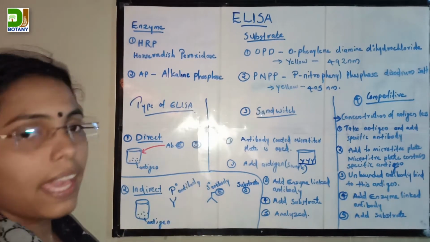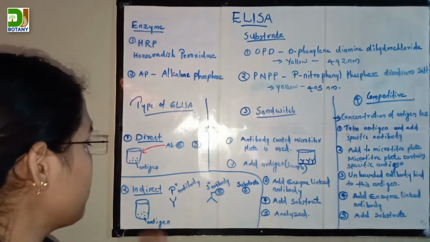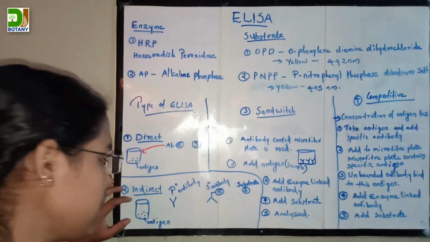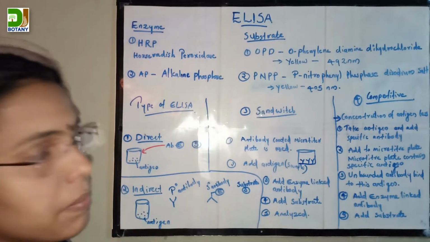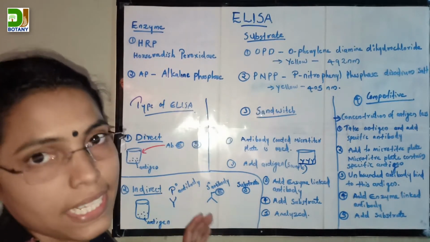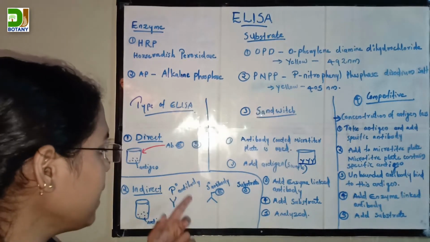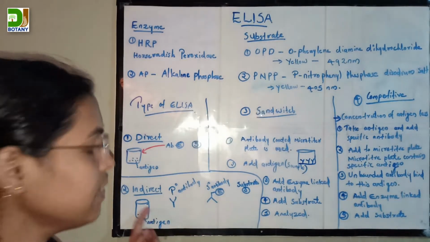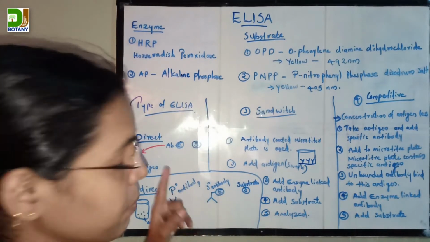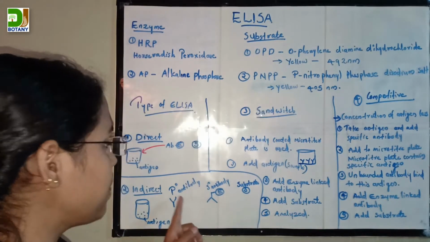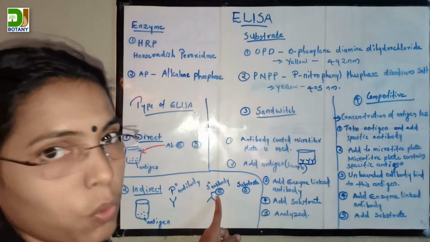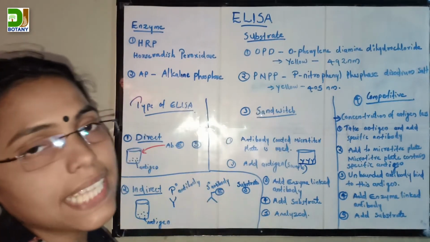Next, the second type: the indirect method. In the indirect method, an antigen-containing sample is first added into the microtiter plate. Then to this sample we add a primary antibody. This primary antibody is not enzyme linked. So first we add the sample containing antigen, then to this antigen we add the primary antibody. It is not enzyme linked, so the antigen-antibody complex is formed. To this complex we add a secondary antibody. This secondary antibody is enzyme linked.